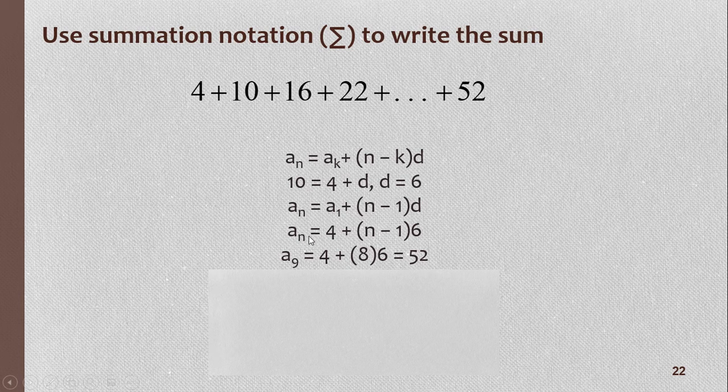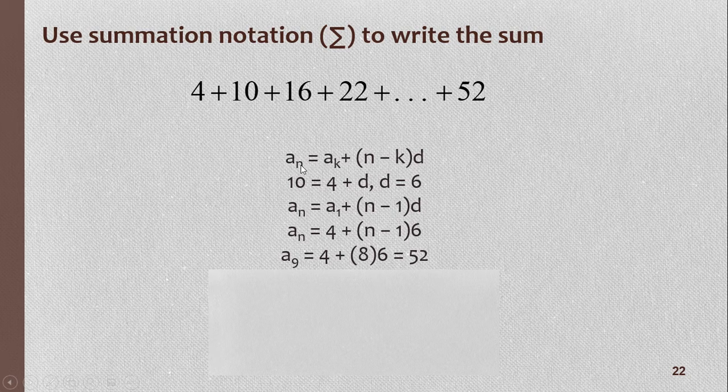Then plugging into my equation, a sub n, I will use k is equal to 1. So that's going to be a sub 1, which is 4, plus n minus k, or n minus 1, times d, which is 6. And I want to find the nth term, which is going to be equal to 52, and that turns out to be a sub 9 is equal to 4 plus 8 times 6 is equal to 52.